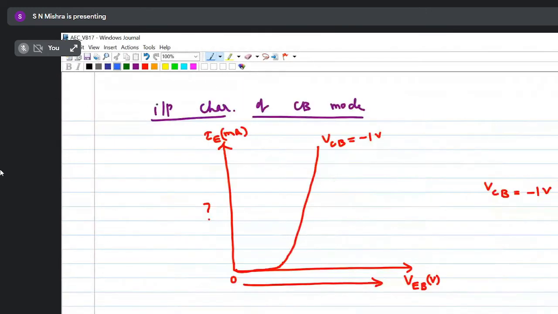Okay. So here VCB I have taken as minus 1 volt. Suppose I take minus 3 volt. Then the current will increase, meaning the graph will shift upward or downward, or the slope will increase or decrease.